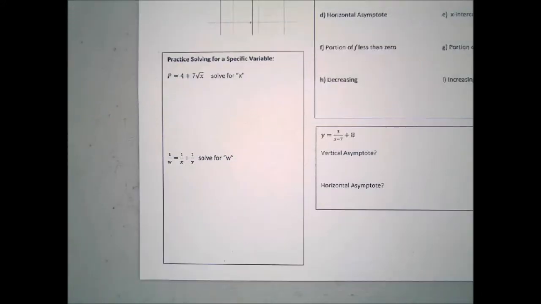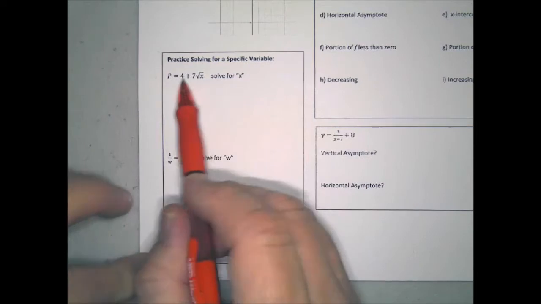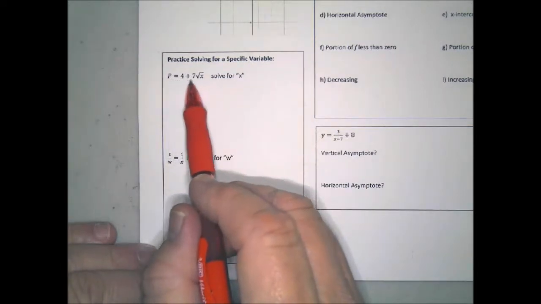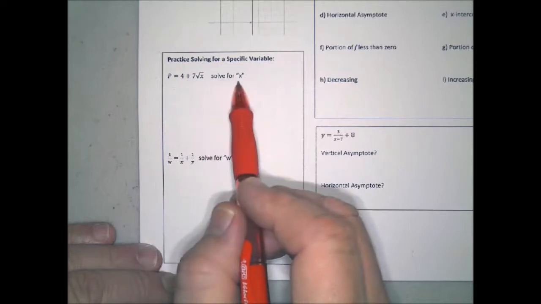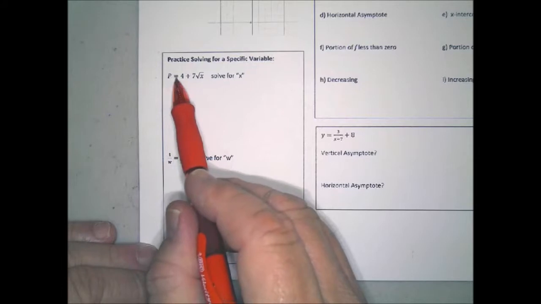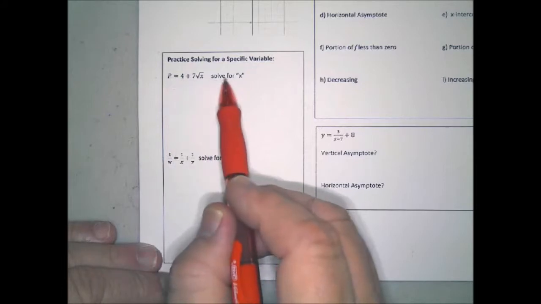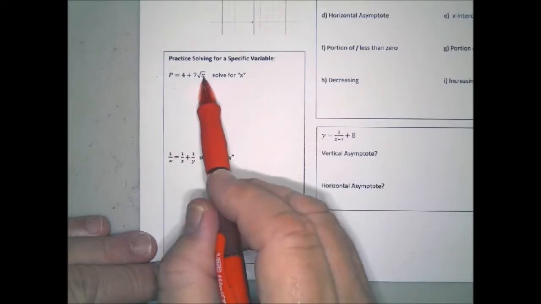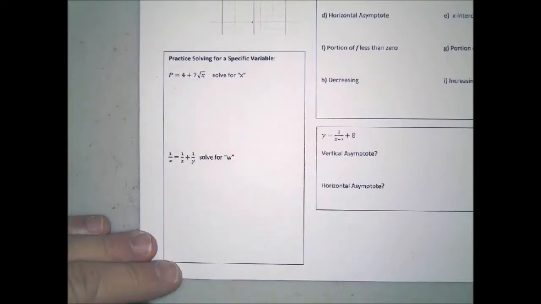We also had some problems in this unit where we solved for specific variables within a formula. So let's take this first one. You can see the formula, p equals 4 plus 7 times the square root of x. And right now the formula is being solved for p because it says p equals, but what if we wanted it to be solved for x? So that's just another way of saying I need to get x by itself. I need to start with an equation that says x equals.